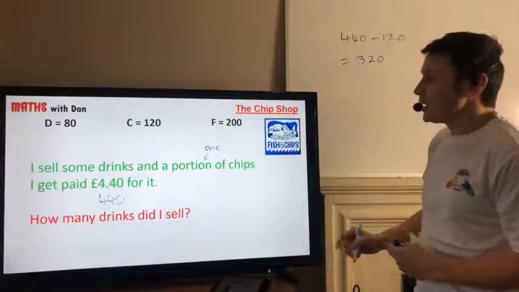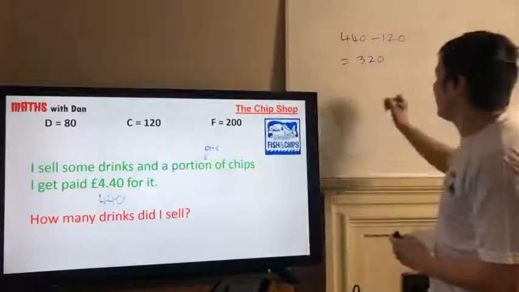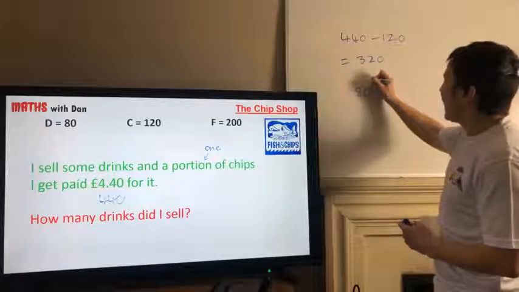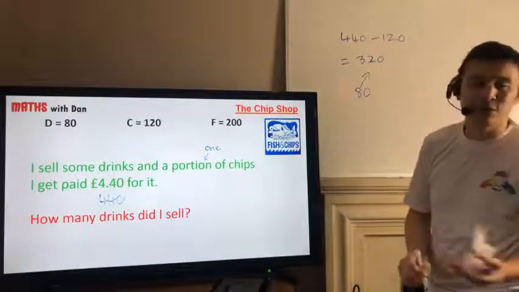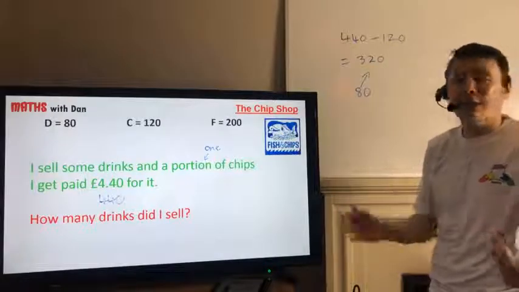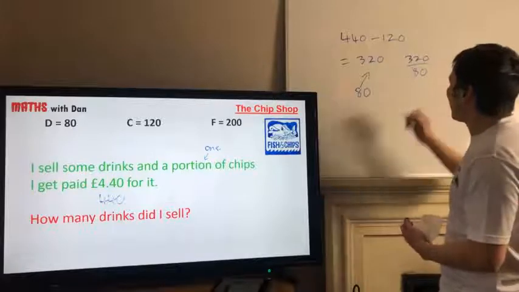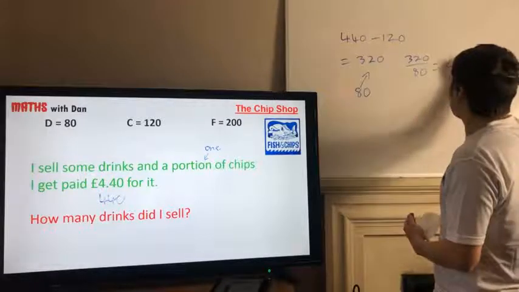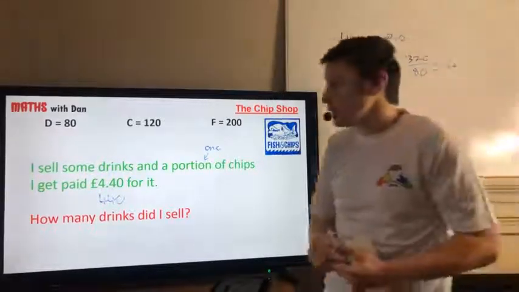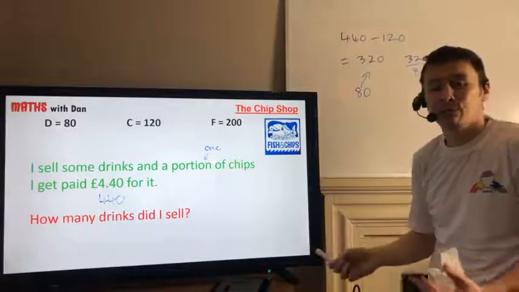320 pence left. Now we know that drinks cost 80p, so the question is, how many 80s can we get into 320? So we're dividing by 80, aren't we? We're doing 320 divided by 80, which gives us 4 drinks. So there were 4 drinks they must have bought in that.